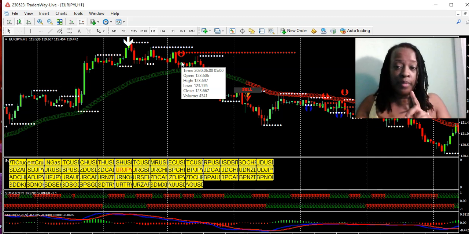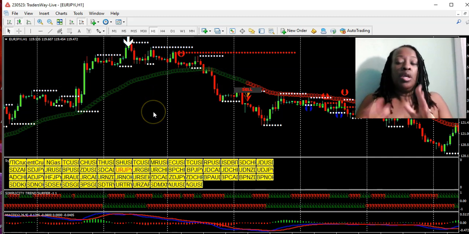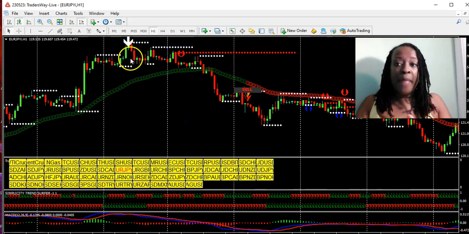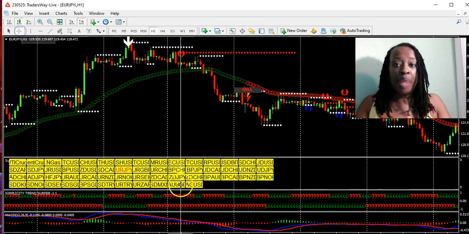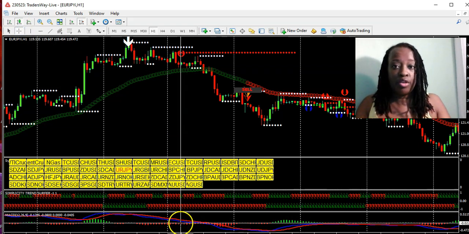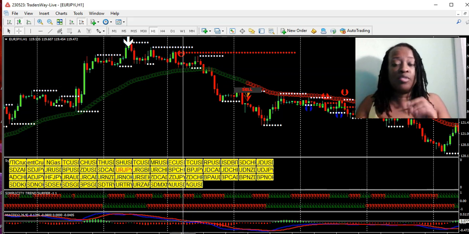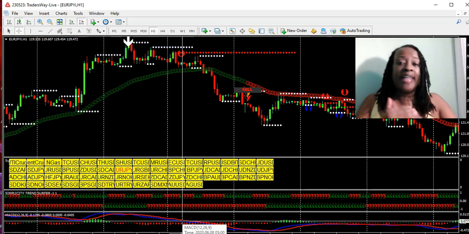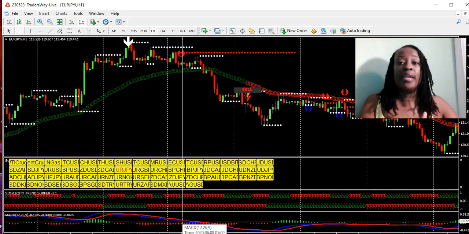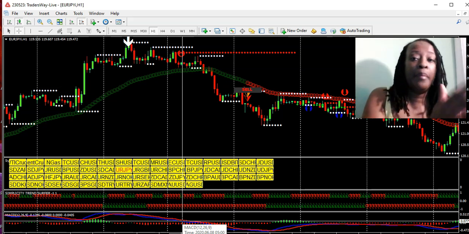That's so important because when the moving average on the MACD crosses above or below the center line, we call that the crossover. That is when the trend has begun to take place.